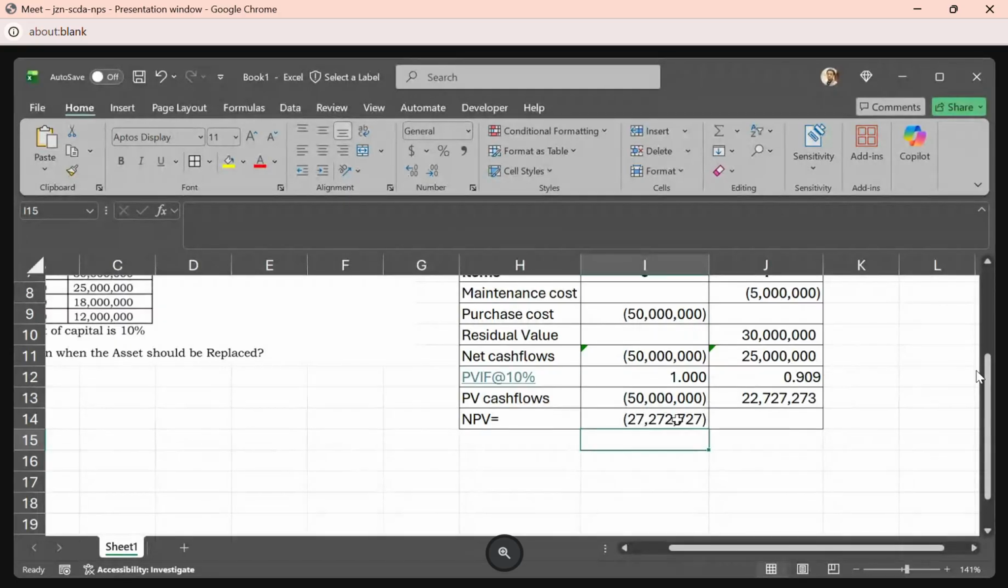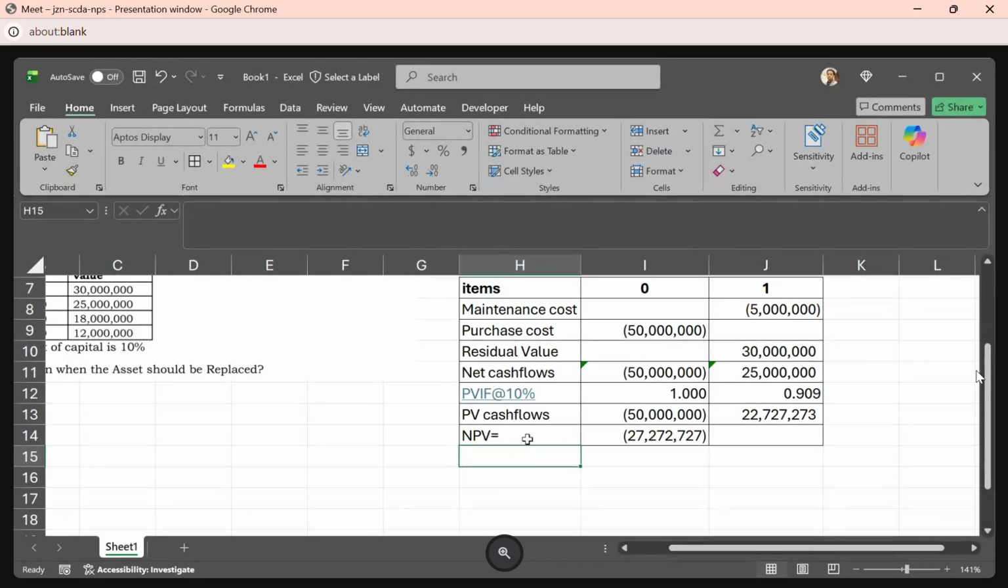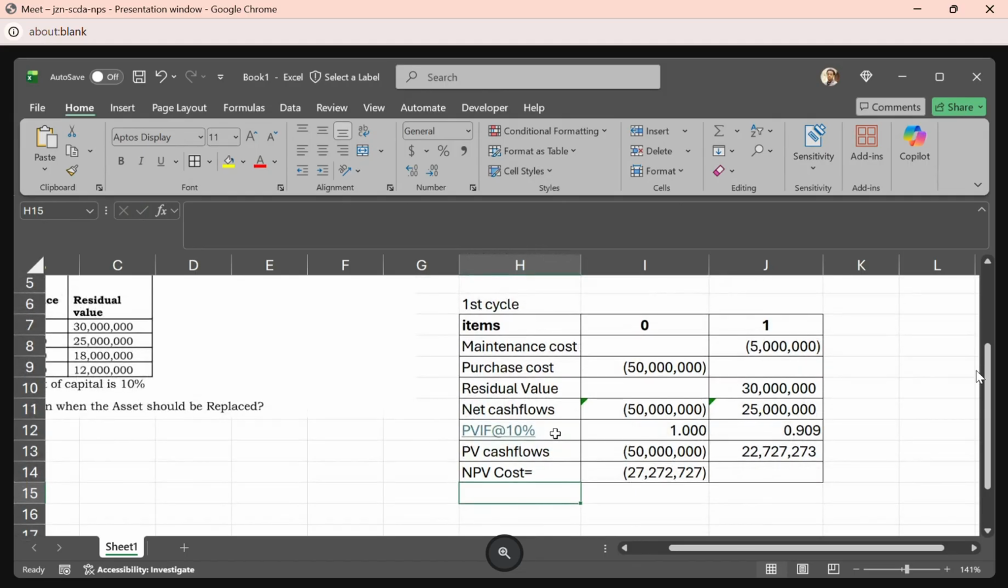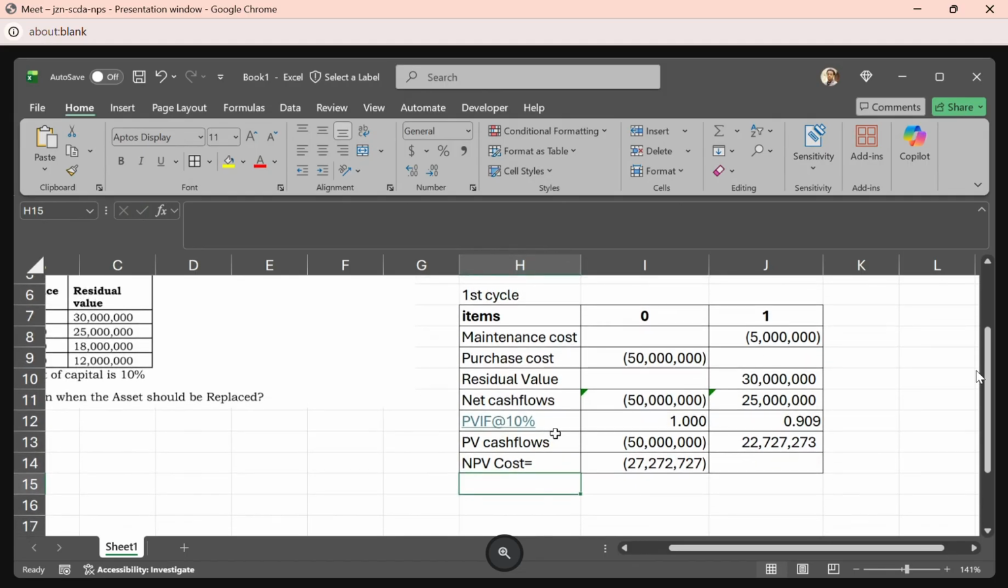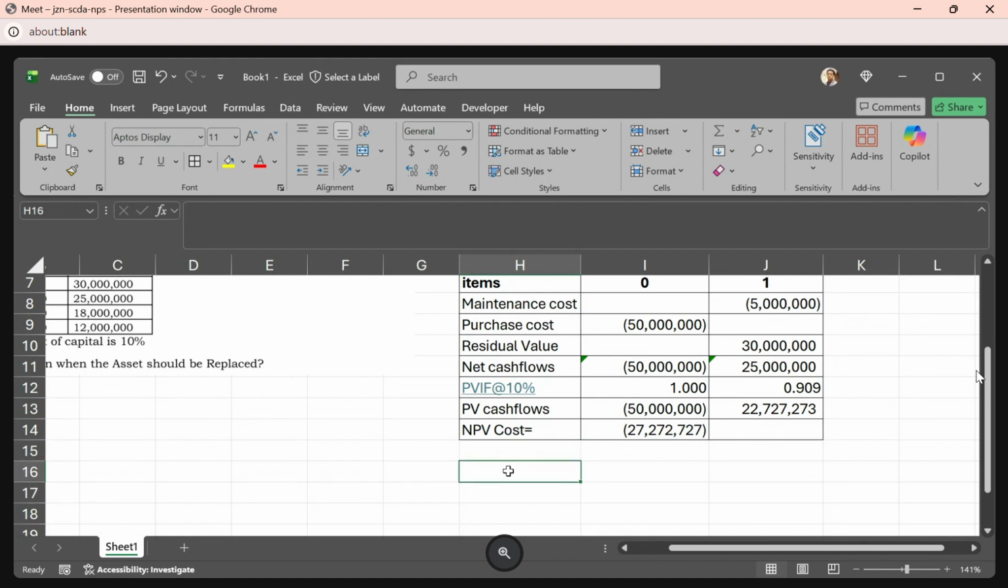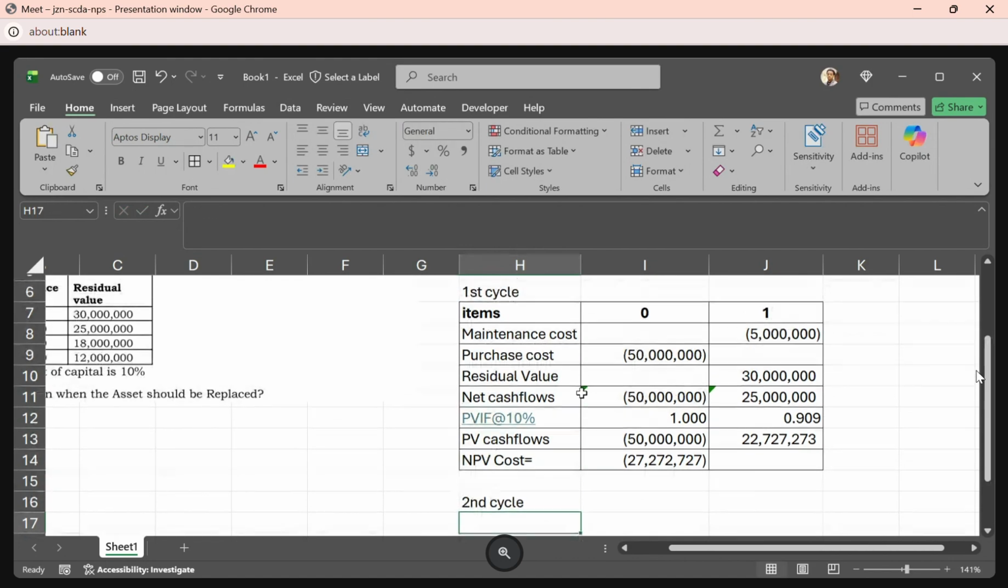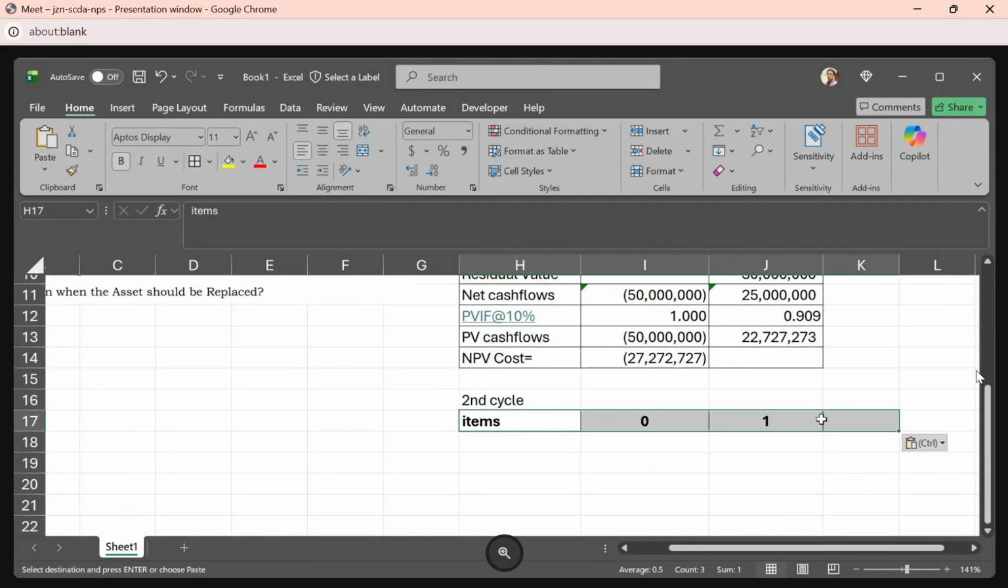Now, when you look at this, this is our NPV of cost. You see it is negative. Say the NPV of cost, or present value of cost, that will be incurred in the first cycle, or in the first year. Then let's look at the second cycle. We can do the same, but we'll have the second year. We can say the first year and the second year are to be considered.